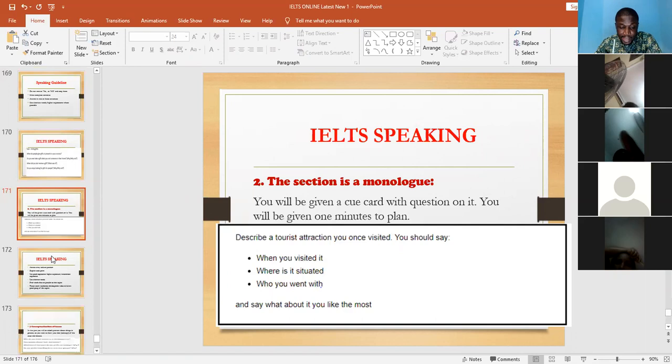This is the type of question that normally comes up. If you can see the slide in front of you, it says, describe a tourist attraction you once visited. You should say when you visited it, where it is situated, who you went with, and what you like the most about the place. So you have 4 tasks to cover here.